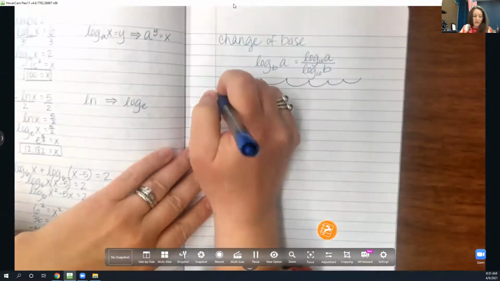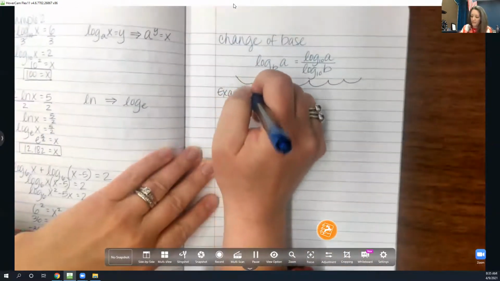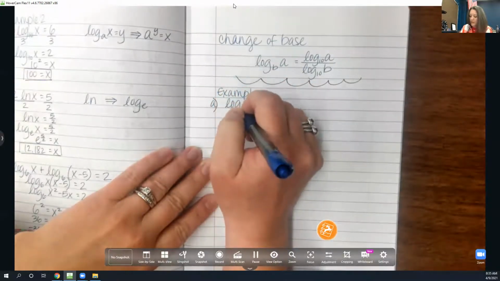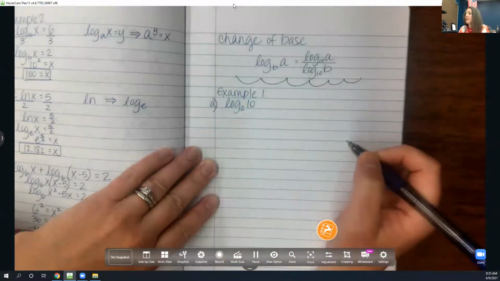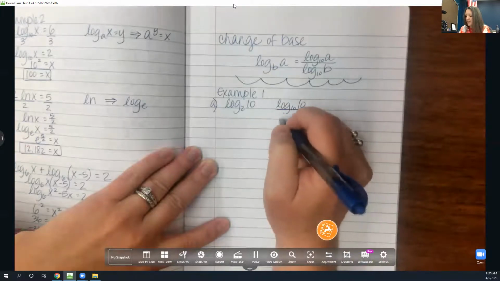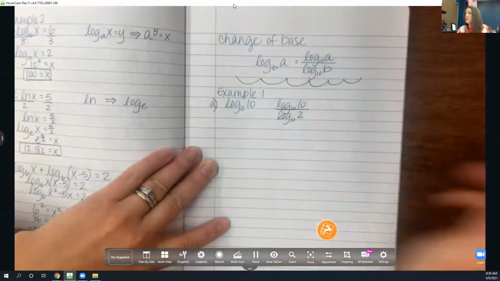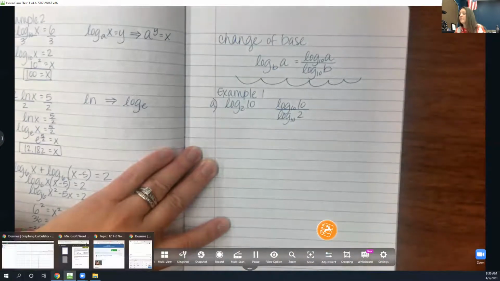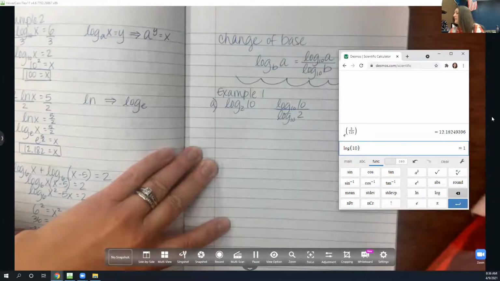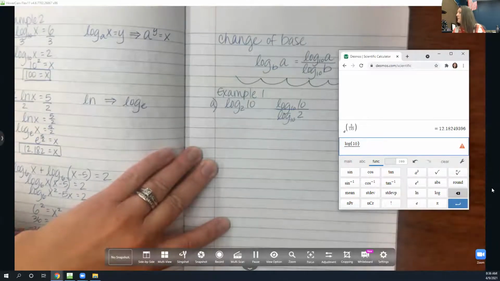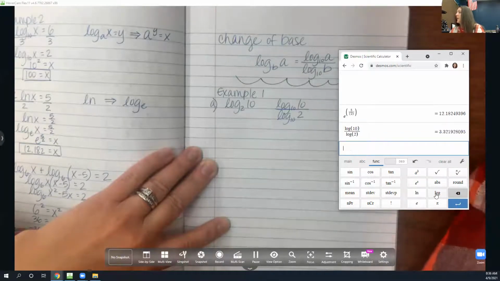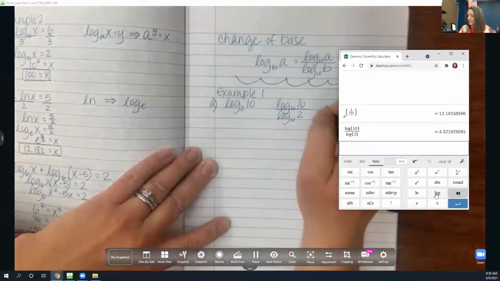All right, let's try this. We have example 1 here. We have log base 2 of 10, and I want to find this value. So I'm going to say log base 10 of 10 divided by log base 10 of 2. Let's see what that is. Log 10 divided by log of 2. And look at that, we get a value, 3.32.